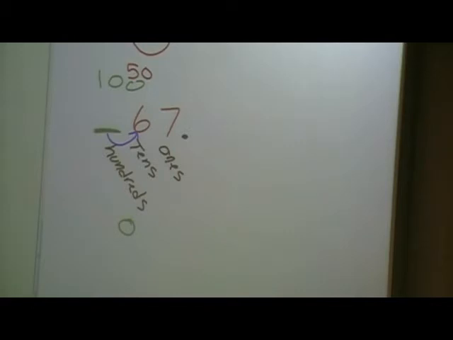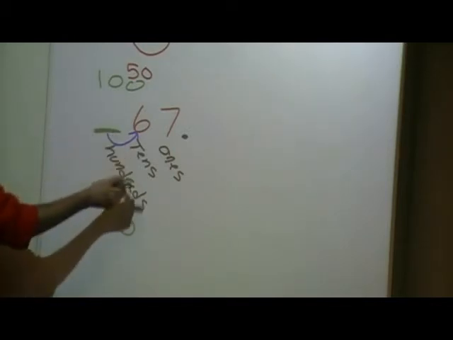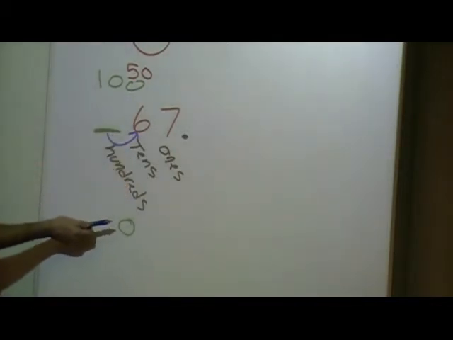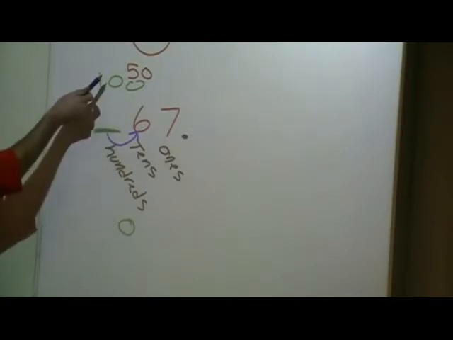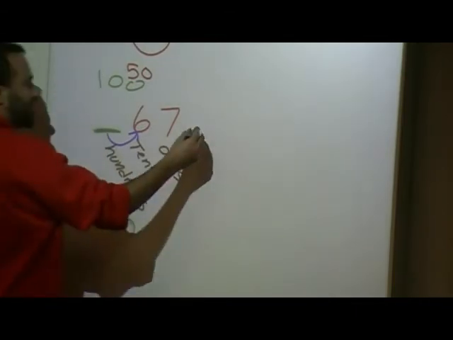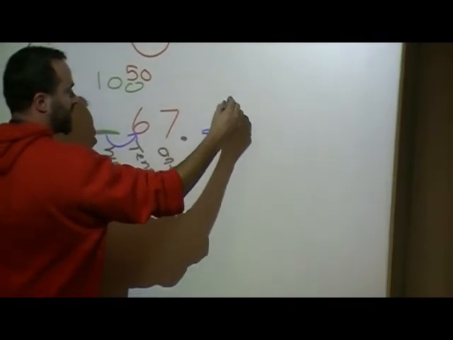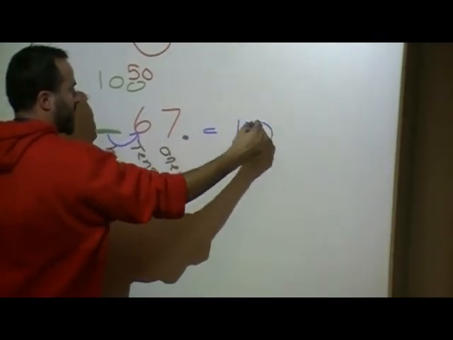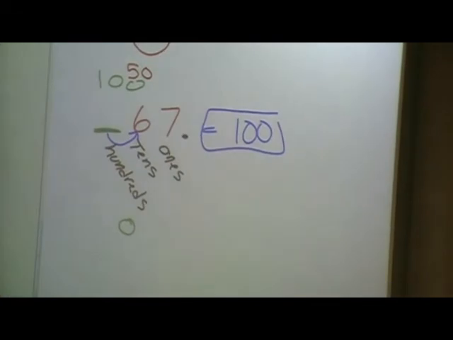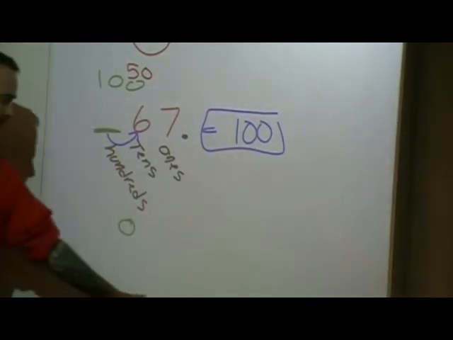Oh, we gotta round up. So, if I round down, I round to 0. If I round up, I round to 100. So if I'm rounding to the nearest hundreds, this would be 100. So it equals 100.